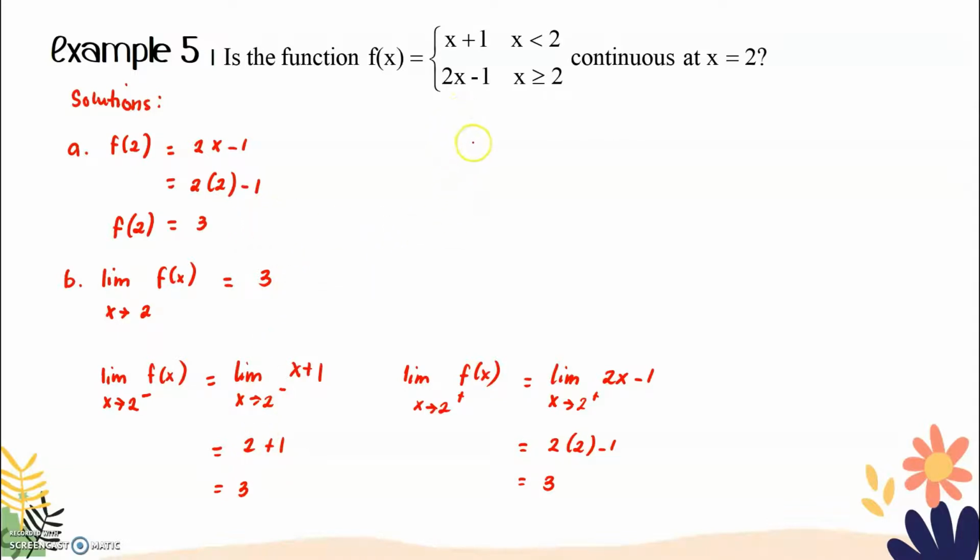Now, checking condition C, f of 2 should be equal to the limit of f of x as x approaches 2. We can really see here that f of 2 is 3, and the limit of f of x as x approaches 2 is also equal to 3. They are equal, meaning to say f of x is continuous at x equals 2.